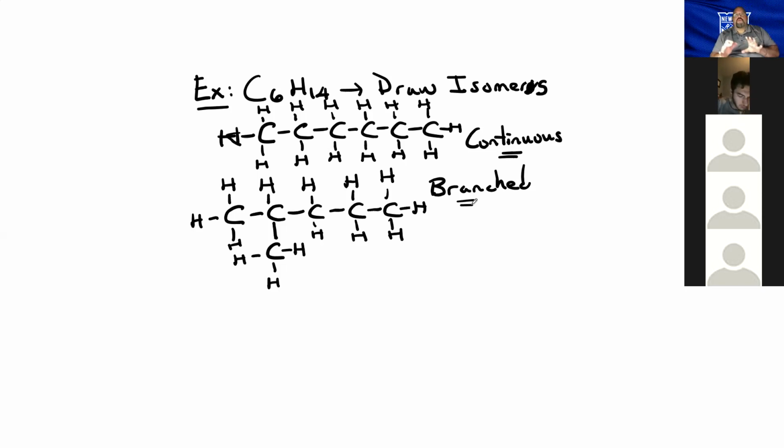Could you reduce the length of the parent or the main chain even further? Yes, you could. You can go from 5 to 4 and put in the other carbons in different ways to come up with other isomers. But I want to show you that there's another isomer I can come up with where I leave the parent chain at 5.